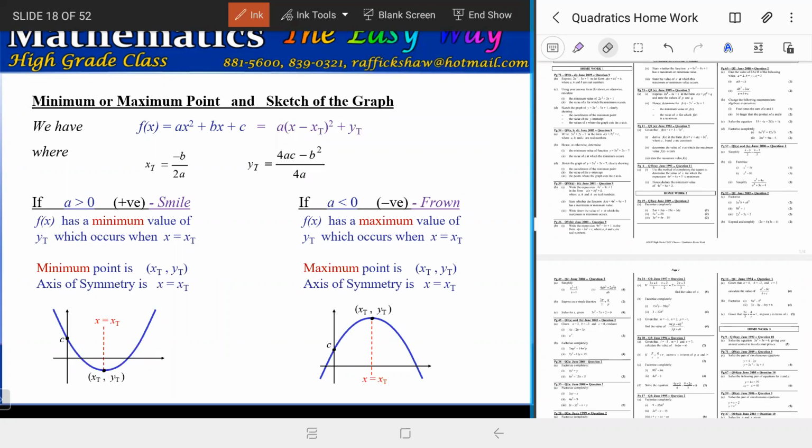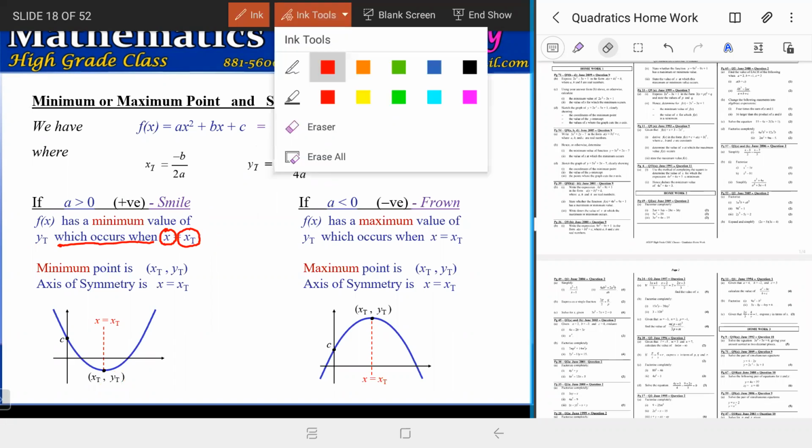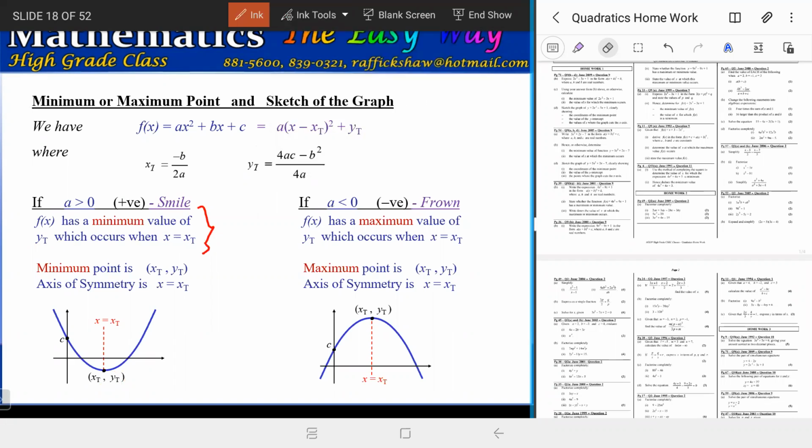And we get to that minimum value when the x value is equal to the x value at the turning point. And that's what this statement is saying. That f of x, the function, has a minimum value of yt, the yt that we calculated here, which occurs when the x value is xt. That's what that is saying. And this is what CSEC asks you for a lot of the time.